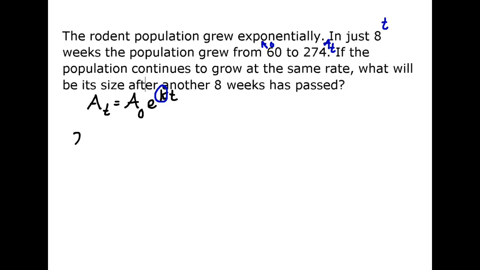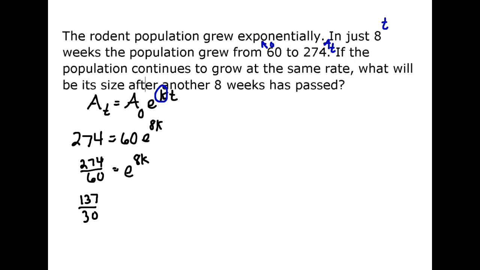So we have 274 equals 60 times e raised to the k times 8, or 8k. And then we can solve for k. First divide out the 60, so 274 divided by 60 equals e to the 8k. And 274 divided by 60 does reduce. So that reduces to 137 divided by 30. And then we can take the natural log of both sides of the equation.